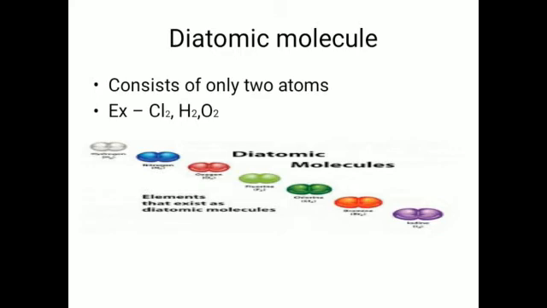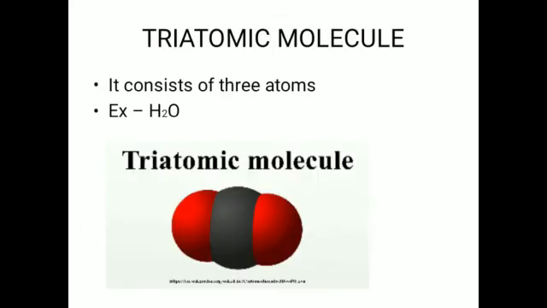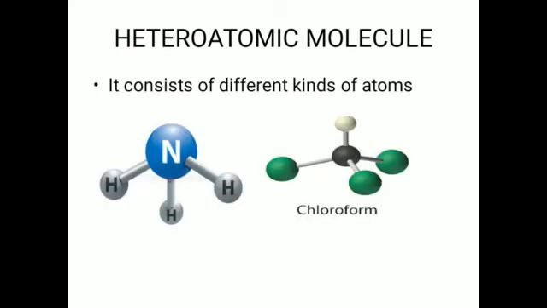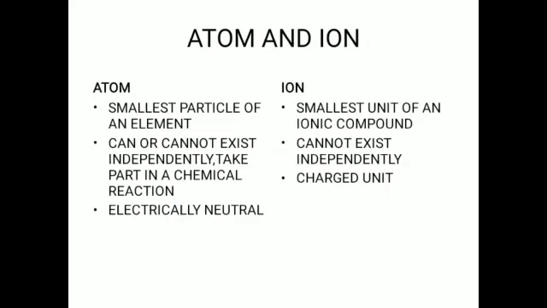Next, when a molecule consists of two atoms, such as hydrogen, oxygen, chlorine, and many more gases, one unit consists of two atoms, then it is called diatomic. Then triatomic. Tri means three. And when a molecule consists of different kinds of atoms, they are called heteroatomic molecules.